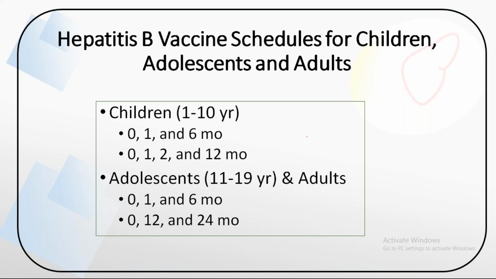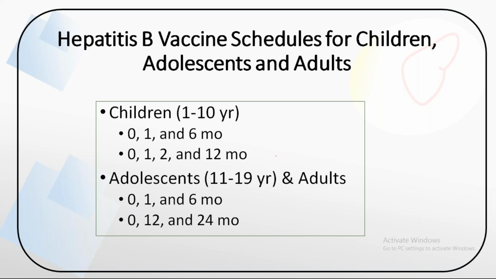0, after 1 month and after 6 months, that is the usual adolescent schedule, or 0, 1 month, 2 months, and again a boost at 12 months. So these are the 2 schedules, and there are different schedules also. Adolescents 0, 1, 6 months; adults 0, 12, and 24 months. So these are the different schedules. All schedules are acceptable. As of today, there is no booster vaccine. Booster doses are not advisable routinely.